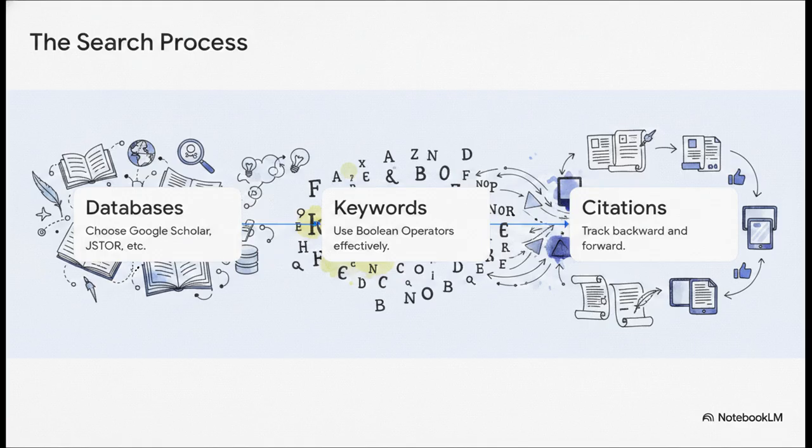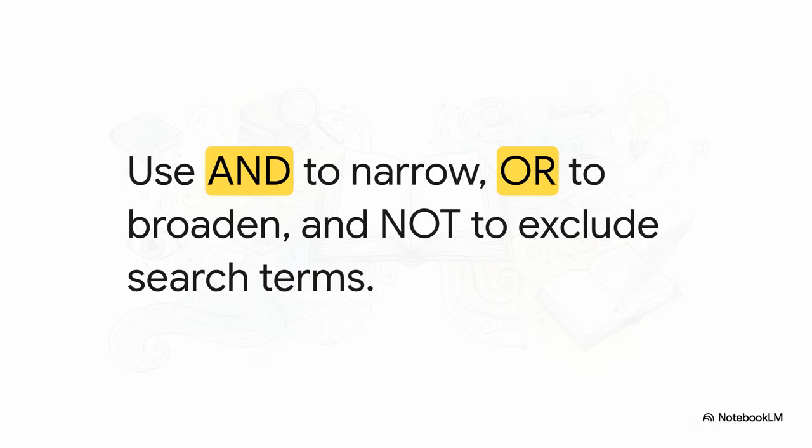A strong review doesn't rely on just a few lucky keyword searches. It meticulously traces the lineage of ideas backward and forward through time. Now, what's really interesting here is how tiny, simple words can act as incredibly powerful tools to refine those database searches. We call these Boolean operators, and they are genuinely your best friends when navigating vast archives.